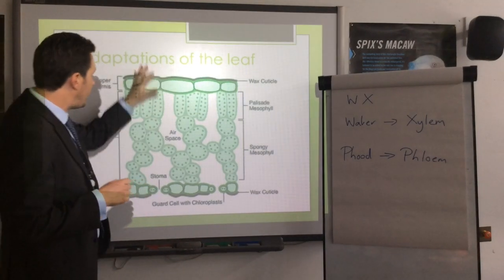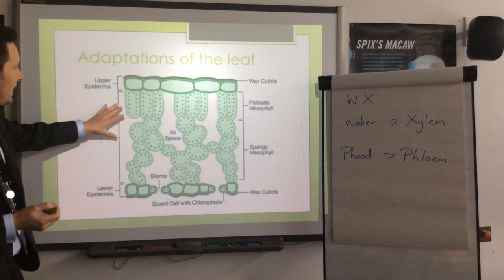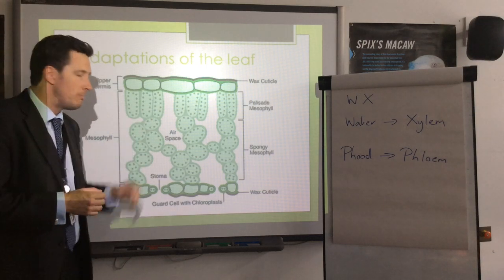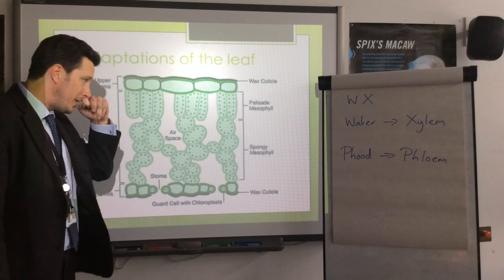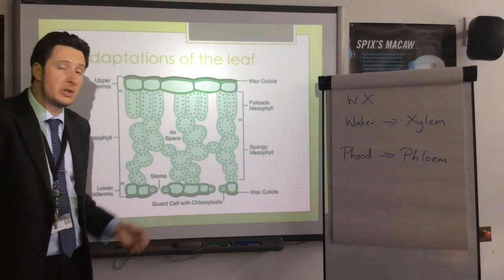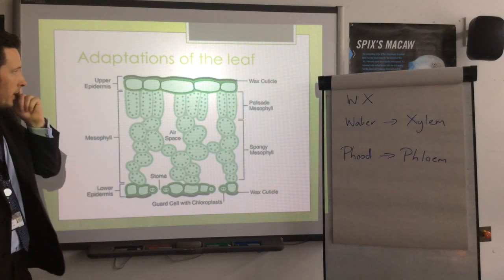So we need to say how a leaf is adapted to carry out photosynthesis. So how is this leaf adapted to make sure it can do the most photosynthesis possible? This can occasionally be a 6-mark question. It could certainly come up in some form or another, and you need to recognise the different bits to it.